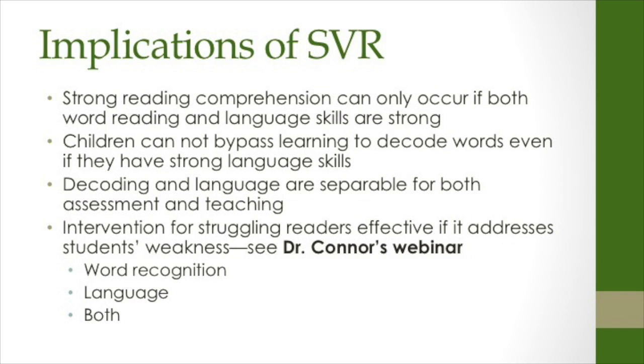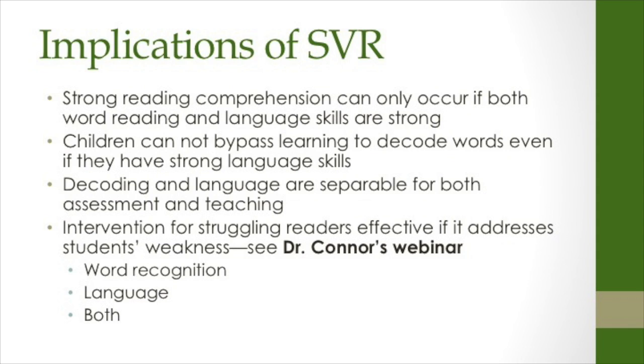Okay, now that we have a basic understanding of the simple view of reading, I want to talk briefly about its implications. What we've said is that strong reading comprehension can only occur if both word reading and language skills are strong. Children can't bypass learning to decode words even if they have strong language skills. So you have a child who's struggling with reading, and you think, if I just get enough vocabulary and really strong language skills, that will transfer to reading. It won't, unless we figure out how to get that child to read words.